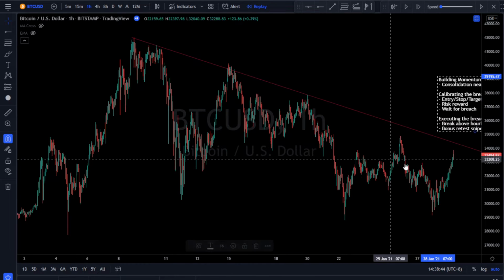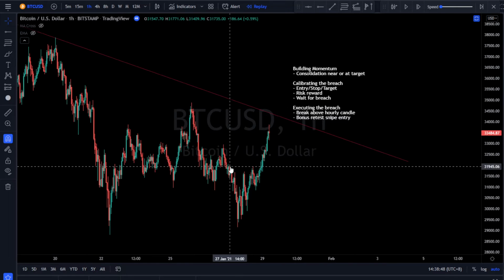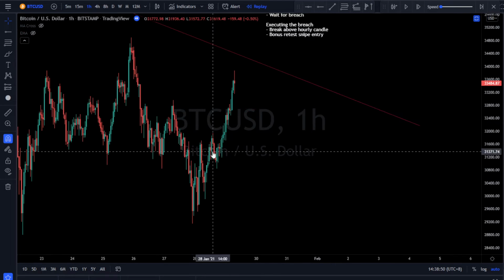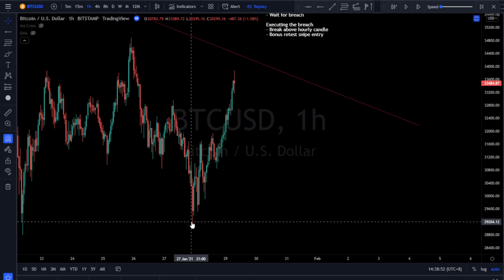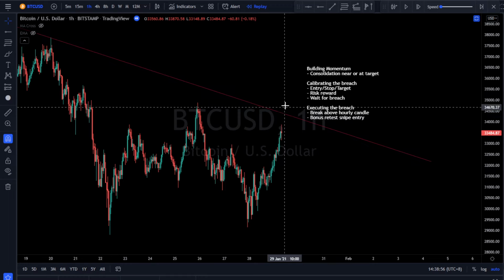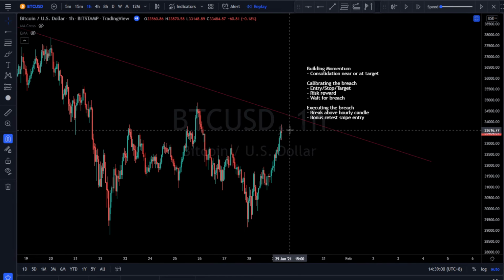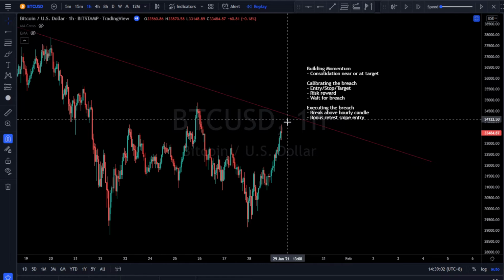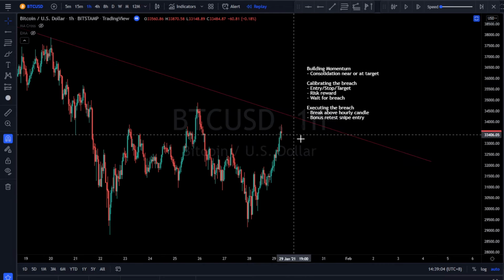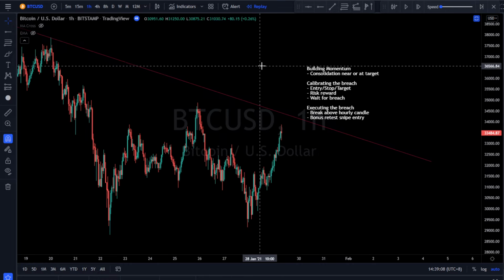So the next thing we'll be looking out for is building momentum. So when we have price moving from far away all the way up to a trend line here, a level that we're looking to break, it seldom breaks in one straight line. We need to consolidate near or at the target to build up some momentum before we can break out. Okay, so let's give it a while.